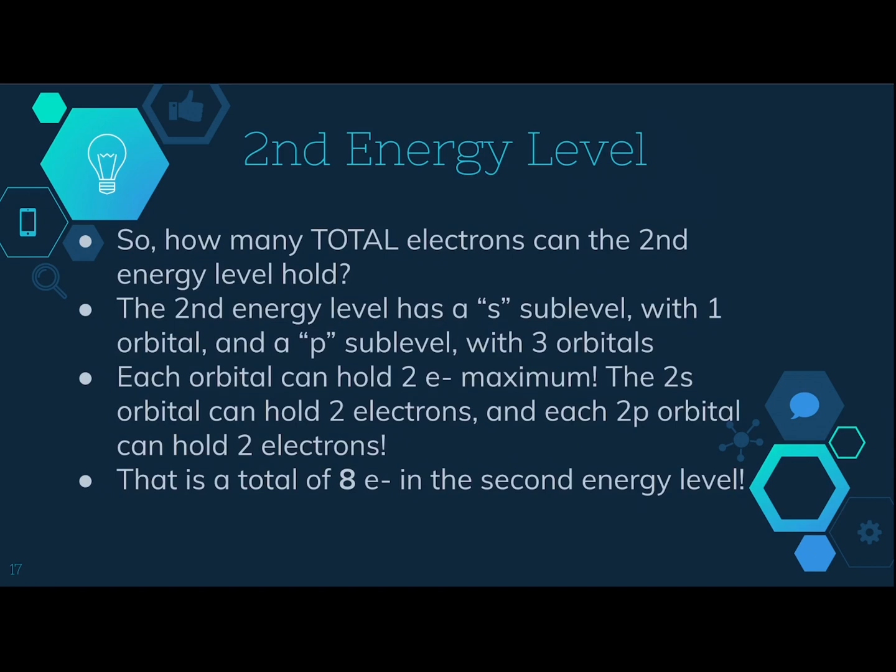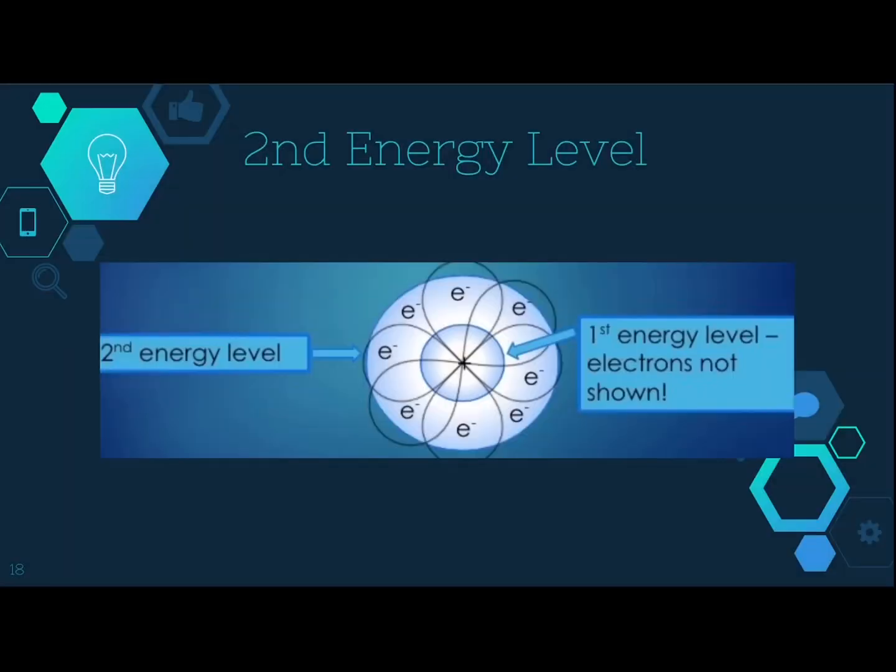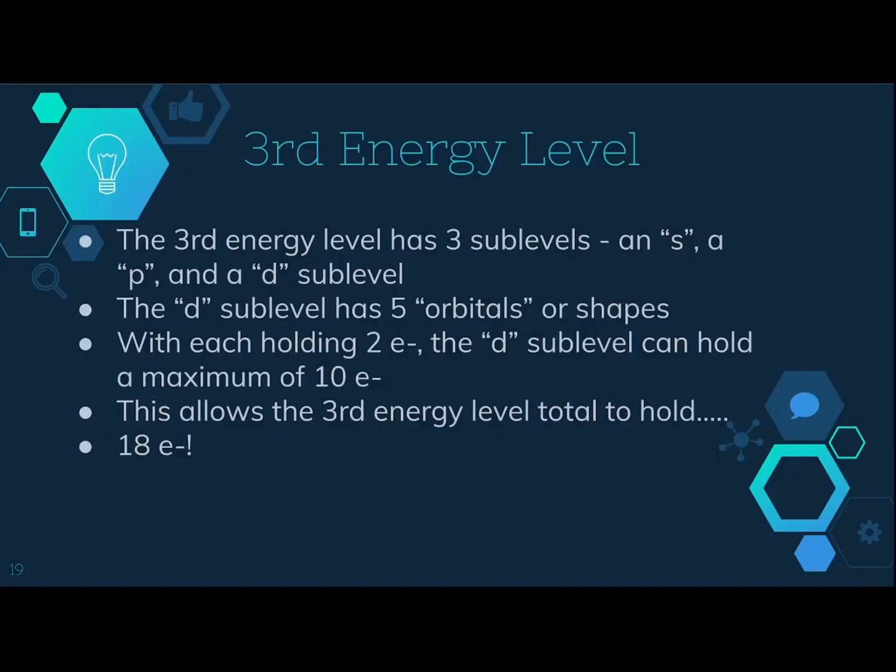So again, how many total electrons can the second energy level hold? Well, I have the S sublevel with 1 orbital, and I have the P sublevel with 3 orbitals. Each orbital can hold 2 electrons, so that gives me 8 total electrons in the second energy level. Here's a picture of what that would look like. I have my S in the middle, which is that circle, and then I have all the P sublevels, which kind of look like little flowers, maybe flower petals.